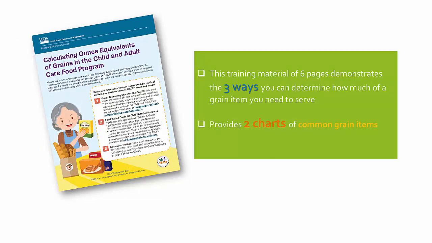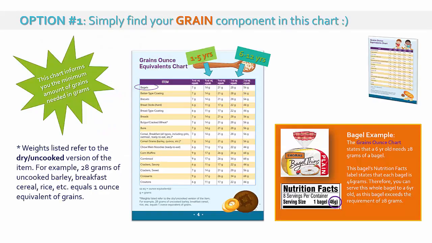This training material of 6 pages demonstrates the 3 ways you could determine how much of a grain item you need to serve. It provides 2 charts of common grain items. Okay, so option number 1, simply find your grain component in this chart.